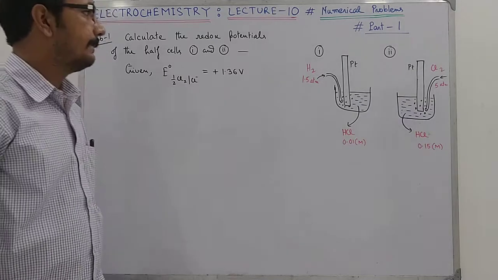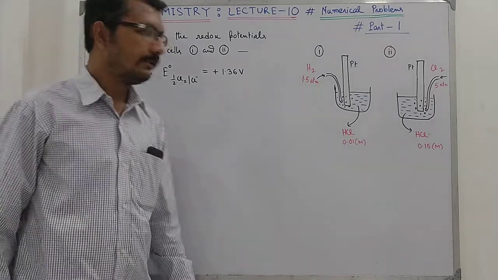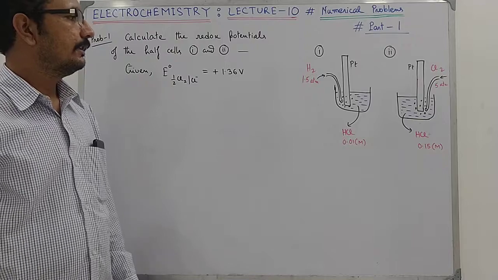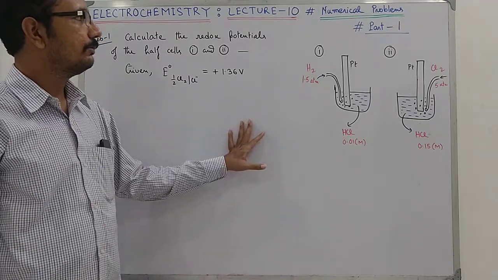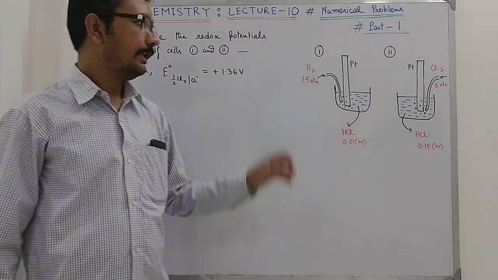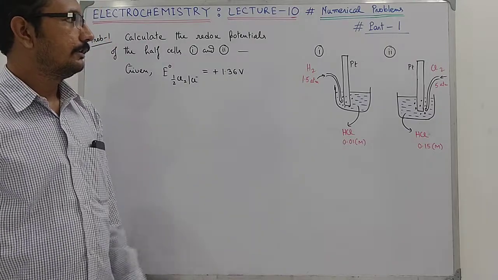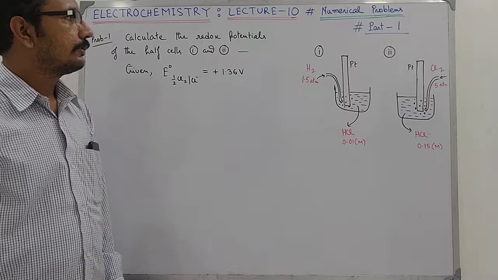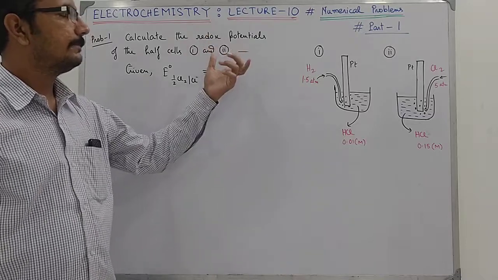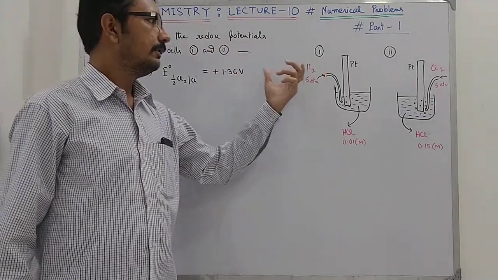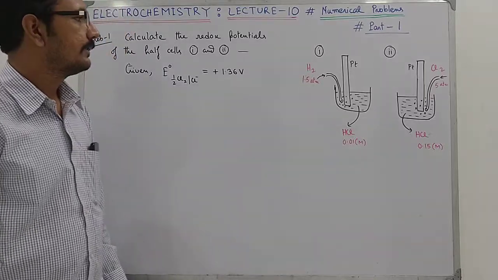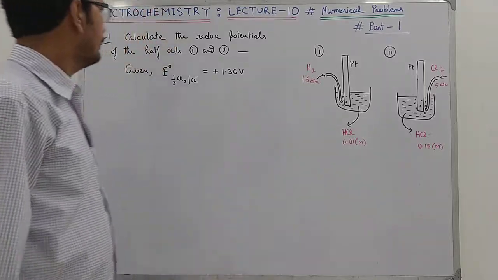Now this is lecture 10, and since I have covered a portion of this chapter, now it's time to solve some numerical problems based on half cell, complete cell and Nernst equation. So this is part 1 of lecture 10, and I will cover 8 to 10 numerical problems in 3 to 4 parts. Now this is the first problem.